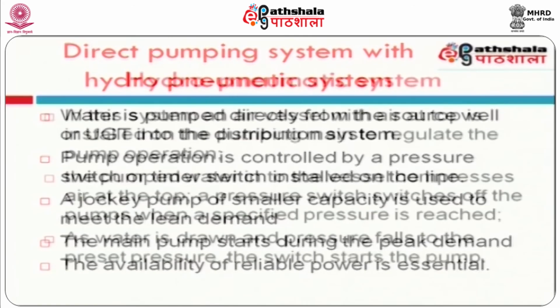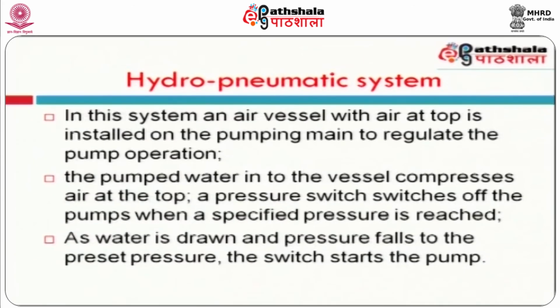As mentioned earlier, the air vessel is very important in the operation of the direct pumping system, where the hydro-pneumatic system, which is an air vessel, and the pumping main is connected to the bottom of the air vessel. The air vessel is a cylindrical vessel in which the water is connected from the bottom, and above the two-thirds of the tank there is an air column. At the top of the tank you have the air and at the bottom you have the water.